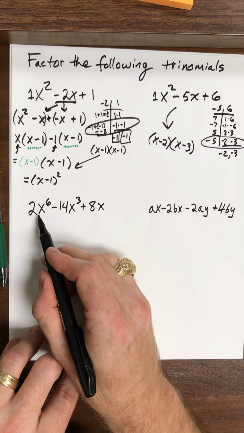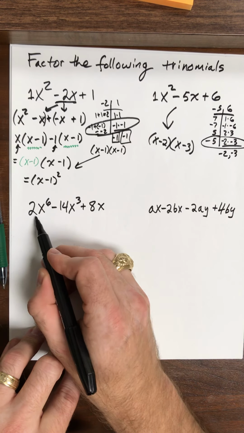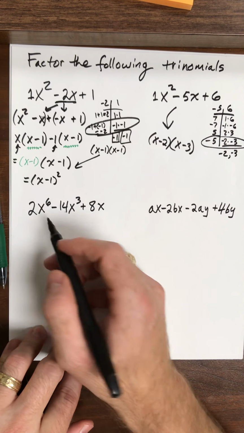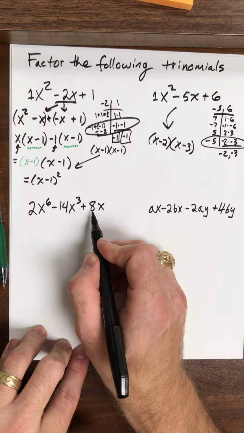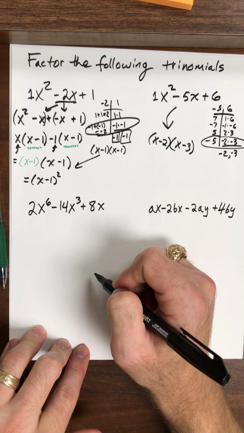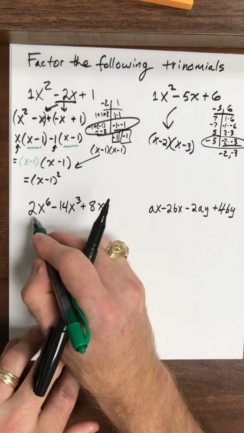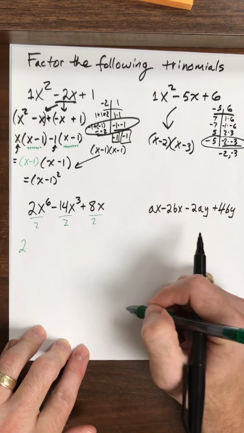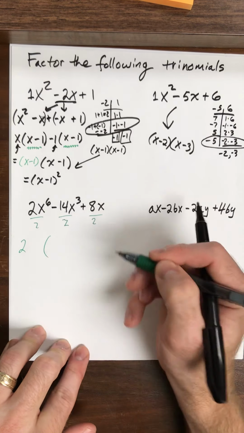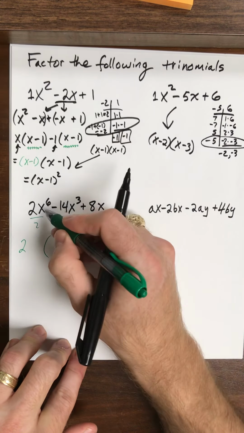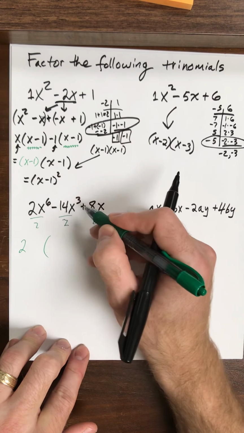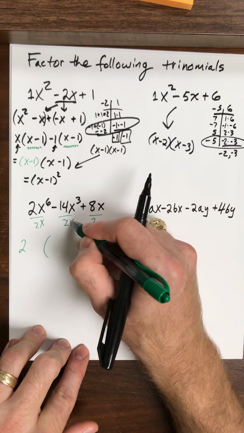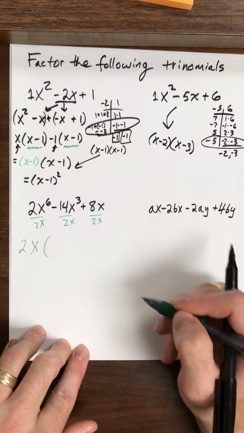All right, so what's in common between all these? Let's look at our numbers first. I see there's a 2, a negative 14, and an 8. All of those seem to be even, so they've got a 2 in common. So I'm going to take a 2 out of each of these. If I factor a 2 out, what am I left with? I've got x^6, x cubed, and then an x here. So each of these at least have an x in it, so I can pull an x out as well.